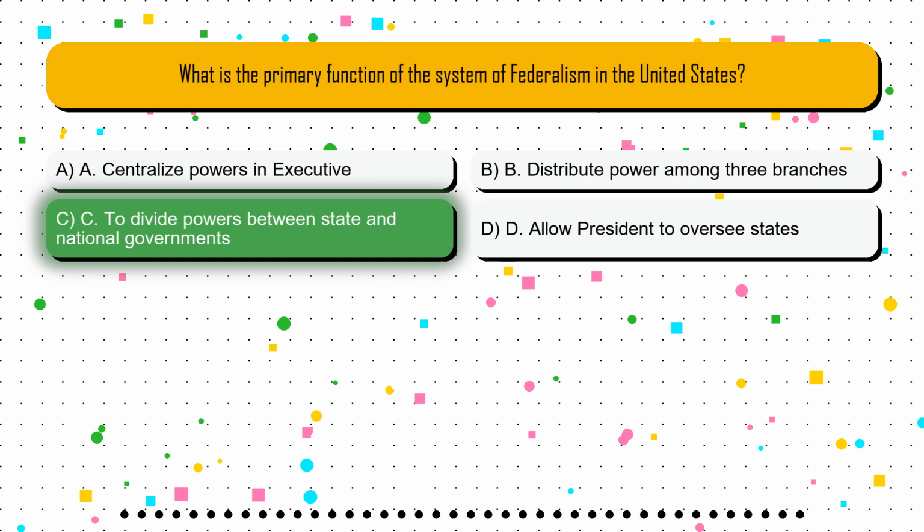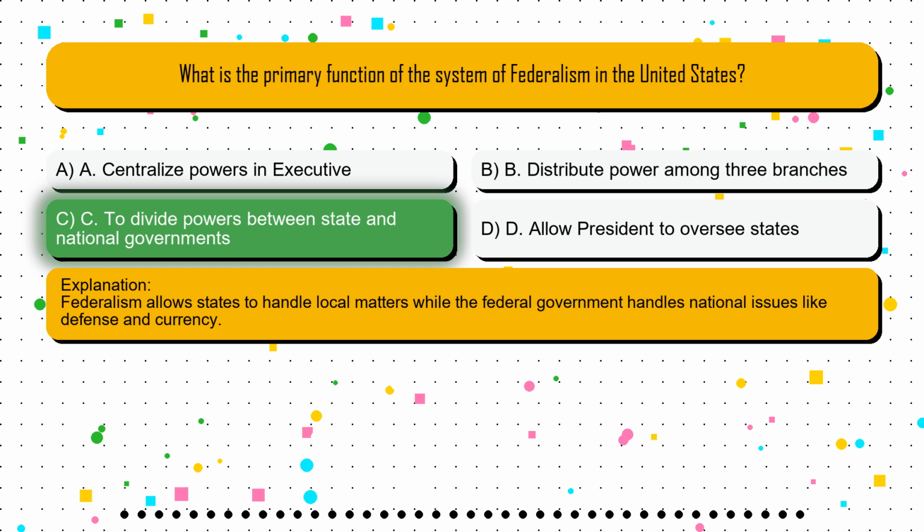The correct answer is option C. To divide powers between state and national governments. Federalism allows states to handle local matters while the federal government handles national issues like defense and currency.